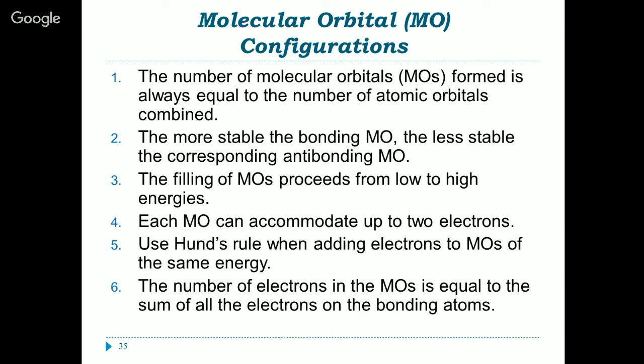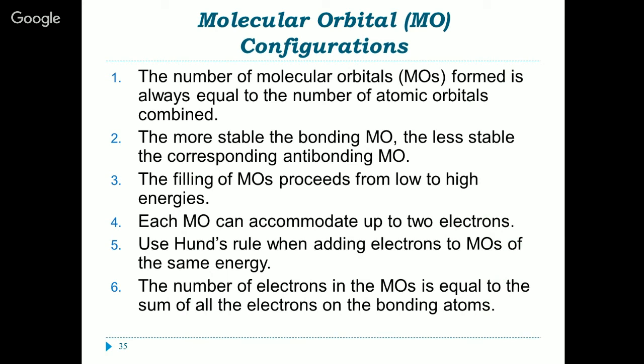So what are our rules for molecular orbital configurations? Very similar to electron configurations. The number of molecular orbitals formed is always equal to the number of atomic orbitals combined. So you take a 1s orbital, combine it with another 1s orbital, we end up with two orbitals. One will always be bonding and one will always be anti-bonding. So the more stable the bonding MO, the less stable the corresponding anti-bonding MO.